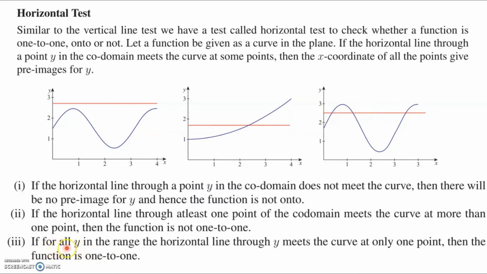Similarly, the last one: if for all y in the range the horizontal line meets the curve at only one point, then the function is one-to-one. In this case, the line drawn here meets this curve at only one point, which is this point. That means this is a one-to-one function.